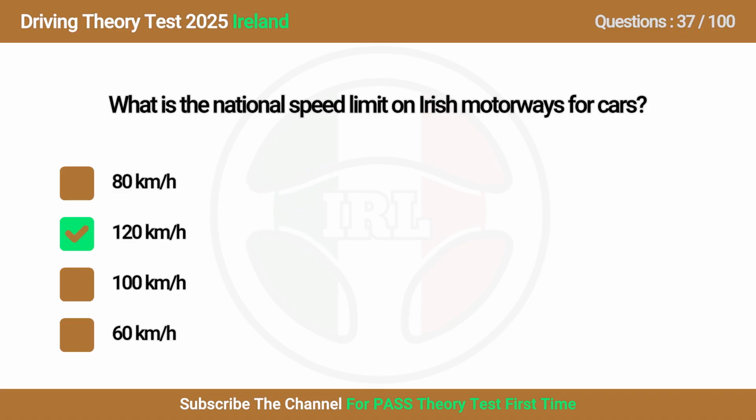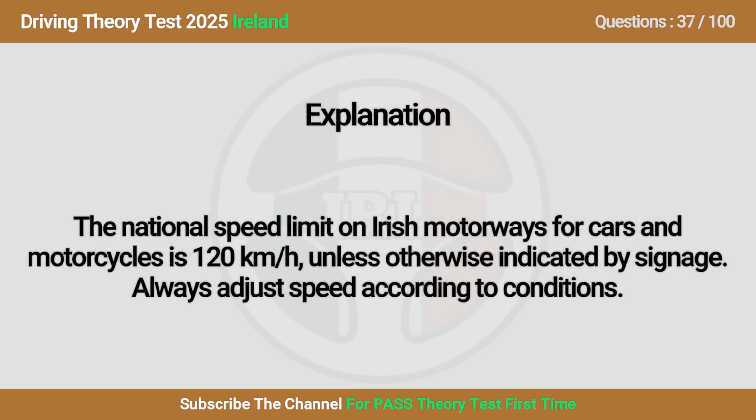Answer is B. 120. The national speed limit on Irish motorways for cars and motorcycles is 120, unless otherwise indicated by signage. Always adjust speed according to conditions.